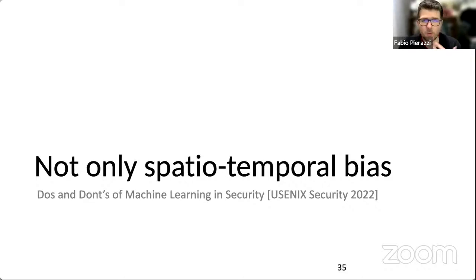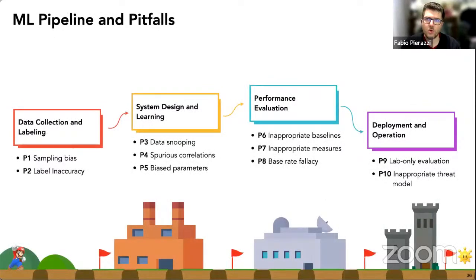But after working on Tesseract, we also realized that it was not only about spatiotemporal bias. People started coming to us and asking, but is Tesseract the only thing I need, or is there something else? You didn't consider this aspect. So we started really thinking, and in a collaboration with TU Braunschweig and myself and the System Security Research Lab, we recently published a paper, actually set to appear at USENIX Security 2022, in which we identified the common pitfalls.